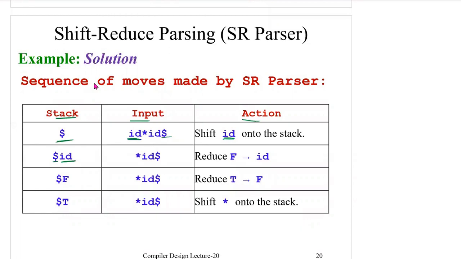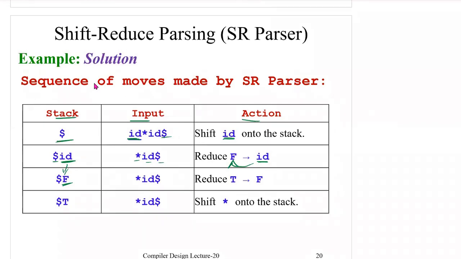you can apply the handle. For id, we have the production F derives id. So id is reduced to F. You can substitute F in place of id on top of the stack. Now the stack is dollar F. Whenever a reduction is done, there is no change in the input buffer. The remaining input is the same: * id dollar. After shifting one symbol, you take the remaining input.